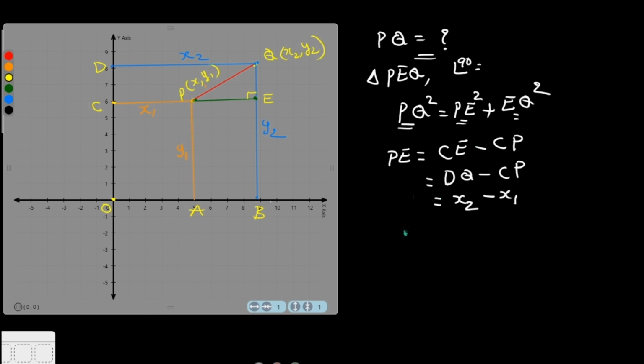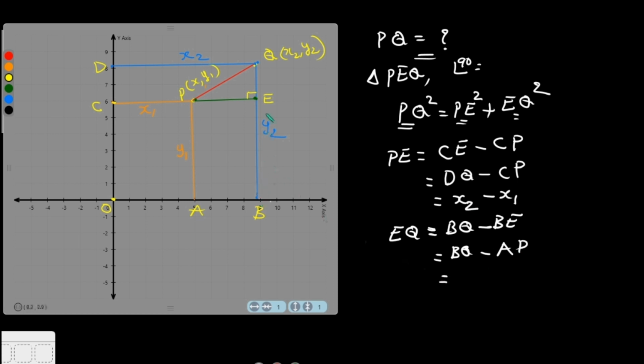Similarly, let's find EQ here. If you write the EQ here, what is the total distance? BQ minus BE, right? If you subtract the BE. So, what is the BQ? BQ is equal to OD, right? Or else I have mentioned directly here, BQ is the y2 distance. So let's keep the BQ itself. What about BE? BE is equal to AP, right? AP right here. So it's AP.